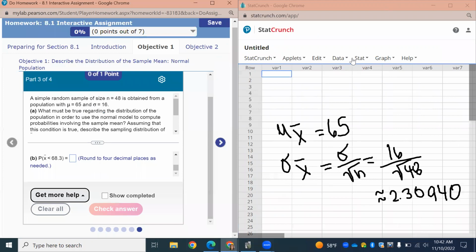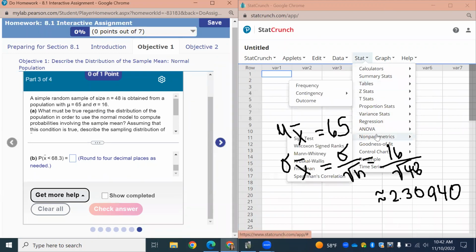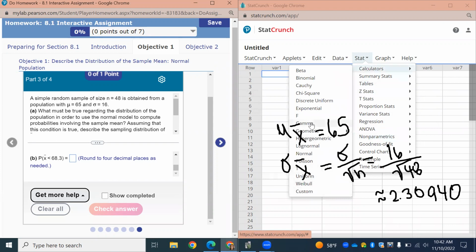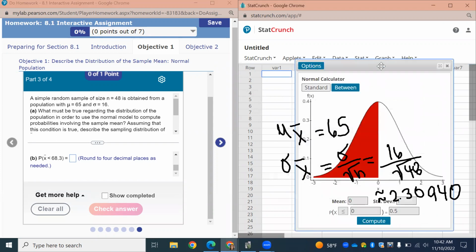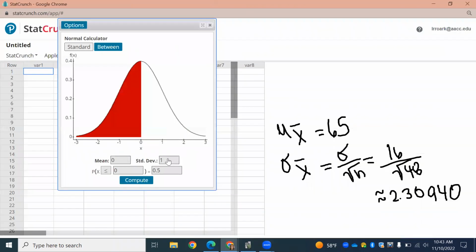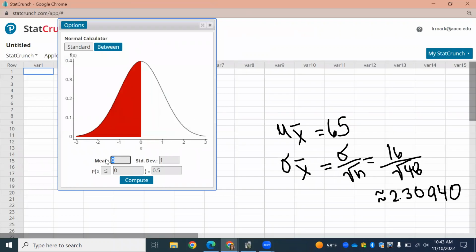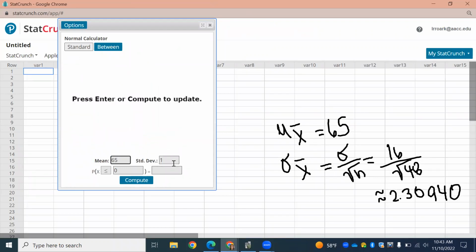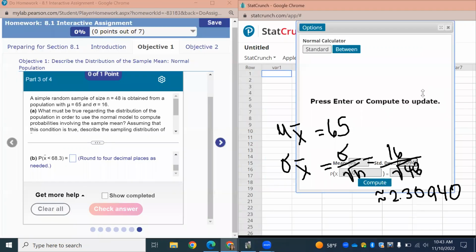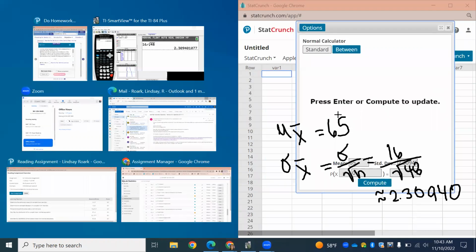So we will go just like before: Stats, Calculators, Normal, right? And then instead of the mean of 0, which would be good for a z-score, we have 65. The standard deviation, not 16, we're going to put in 2.30940, because again, 16 is the standard deviation for the whole population, but that's not what this problem is asking about. It's asking about just the samples of size 48.